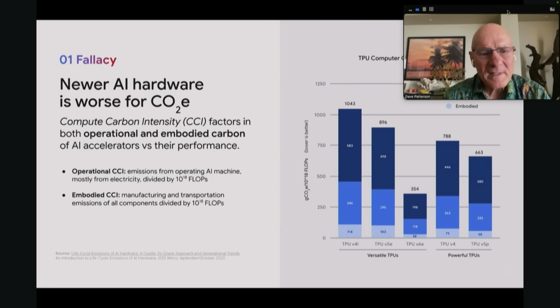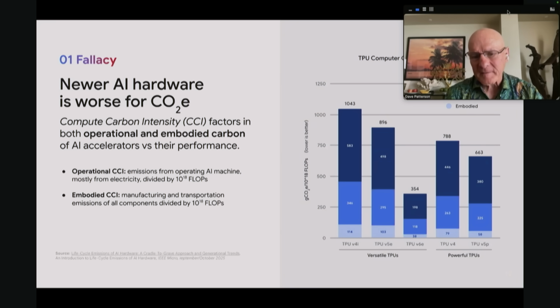So recently, some friends and I at Google did the first what's called life cycle analysis of the carbon footprint of several TPUs. And life cycle analysis means we go all the way from getting the materials out of the ground, manufacturing it, operating it, and even end of life. And so we came up with a new metric that we call compute carbon intensity.